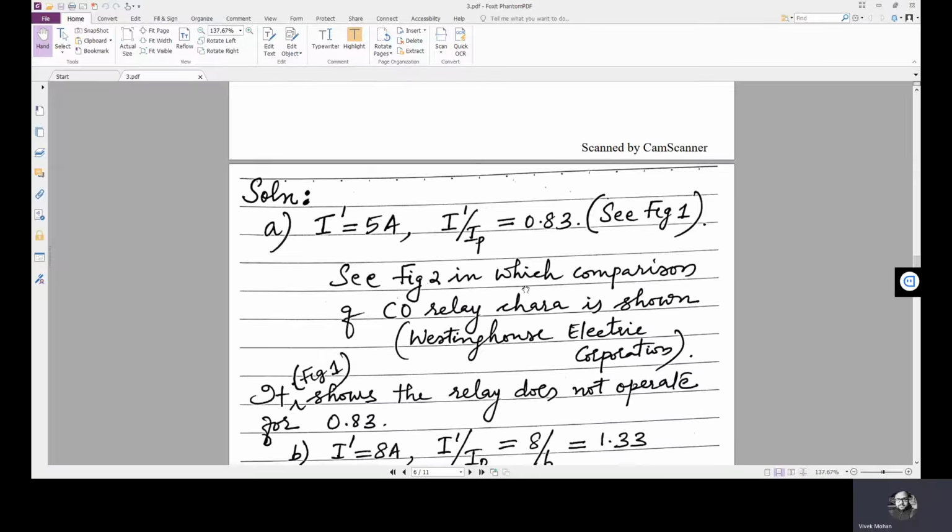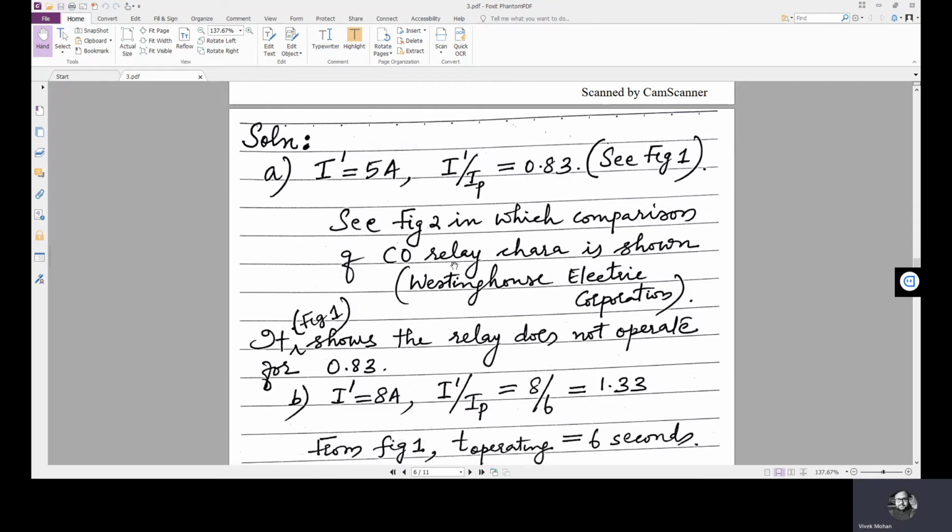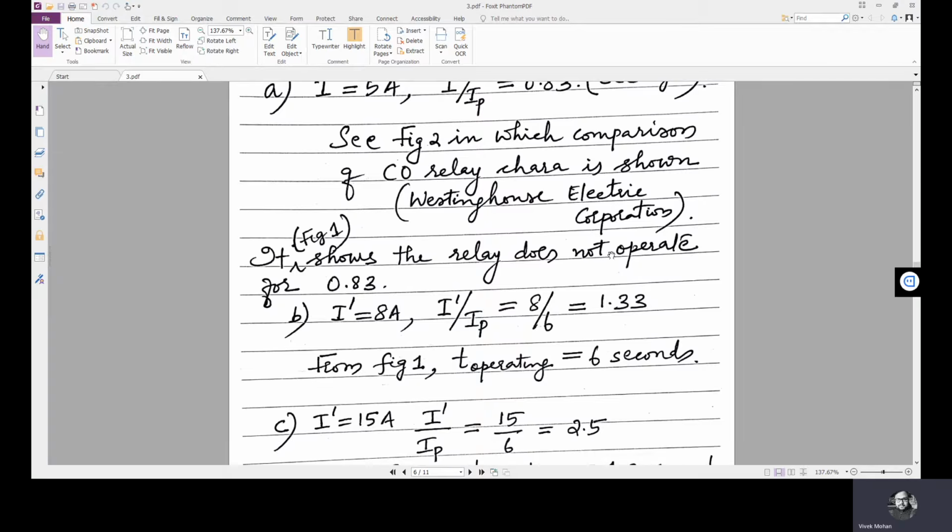So in this case, see figure 2, in which the comparison of CO relay characteristics is shown. It shows the relay does not operate for 0.83. There is no time curve at that point, so it will not operate. Once the relay starts operating, we can find the time delay using the characteristic. So when I dash equals 8 amps, I dash by IP is 8 by 6.